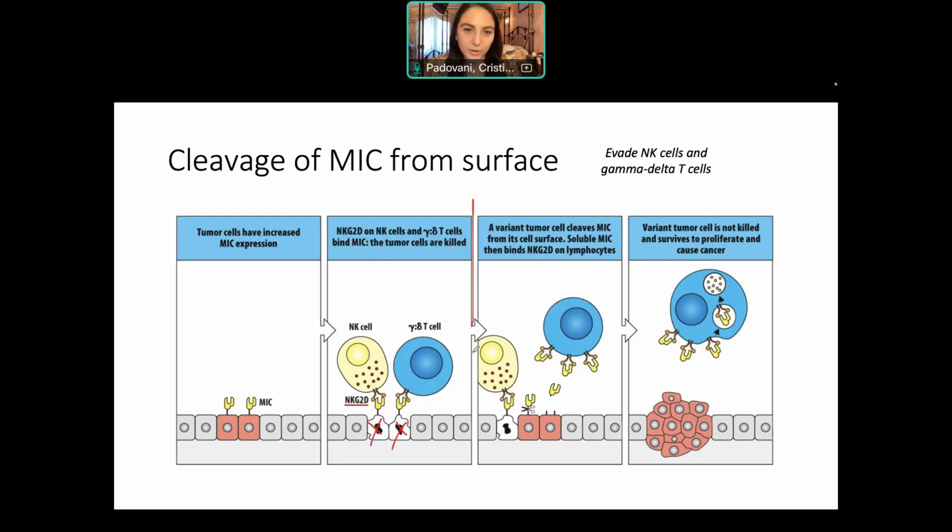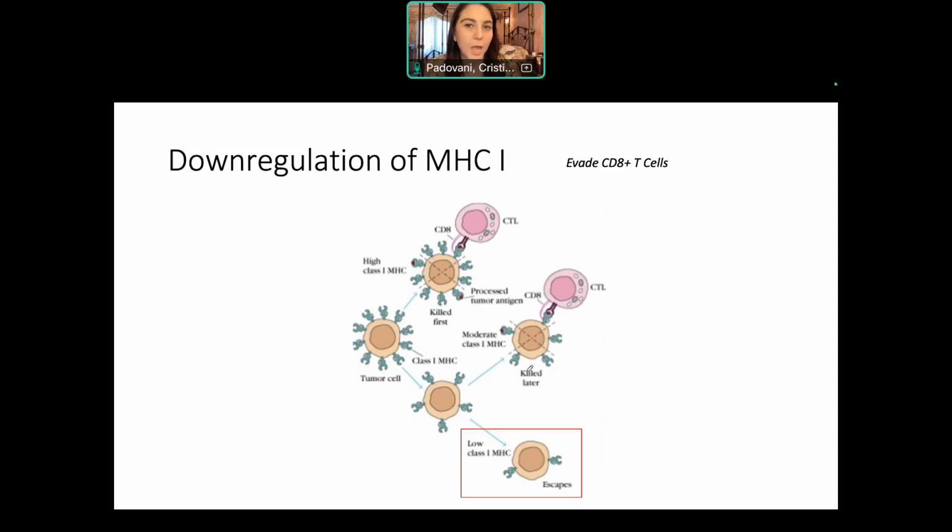Well, what if we have a tumor that wants to evade NK cells and gamma delta T cells? What it can do is cleave off MIC, little scissors, and then it can proliferate and grow and grow and grow. And then it's not killed by your NK cells and your gamma delta T cells. So that's one mechanism. Another mechanism is downregulation of MHC class 1.